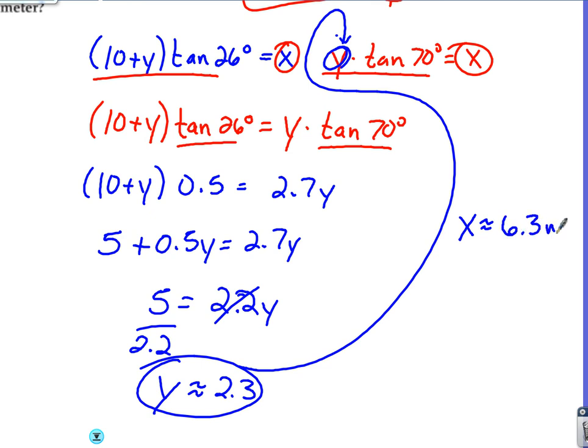6.3 meters. I think it was in meters. So x is about 6.3 meters tall. That's the height of the tree. Those are tough. That's a really tough problem.